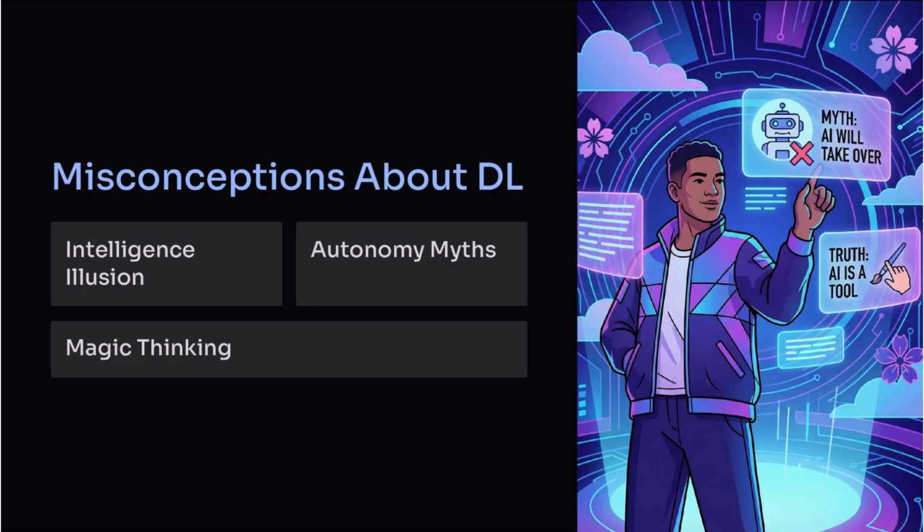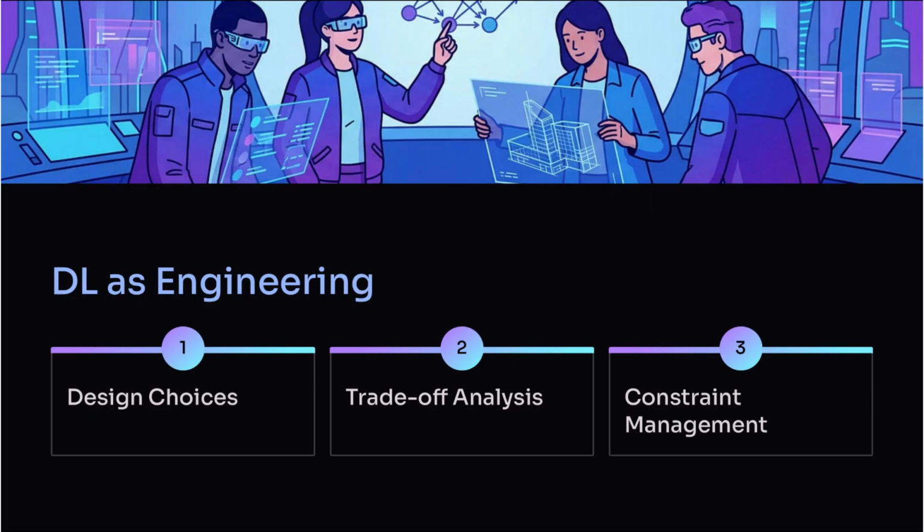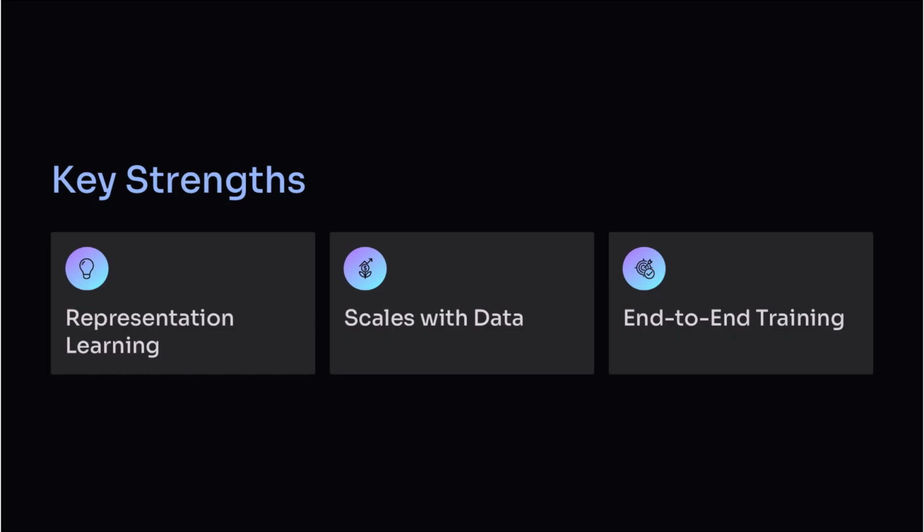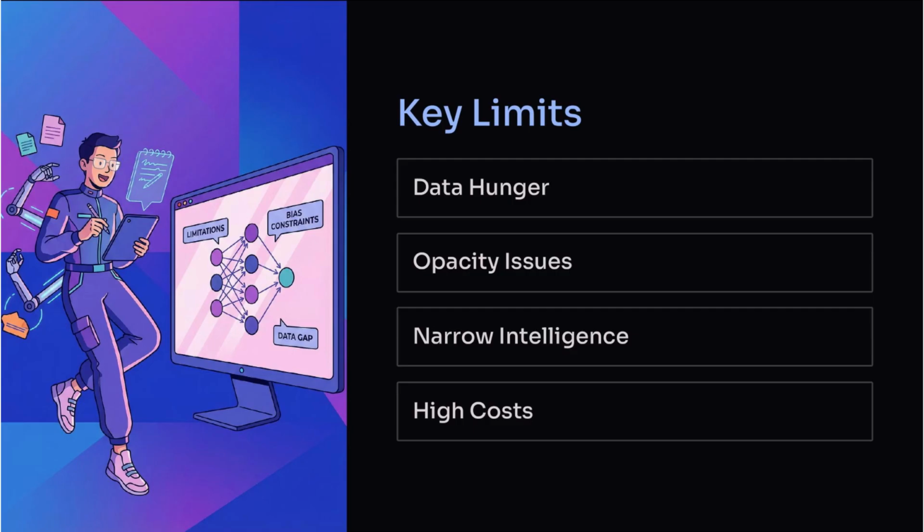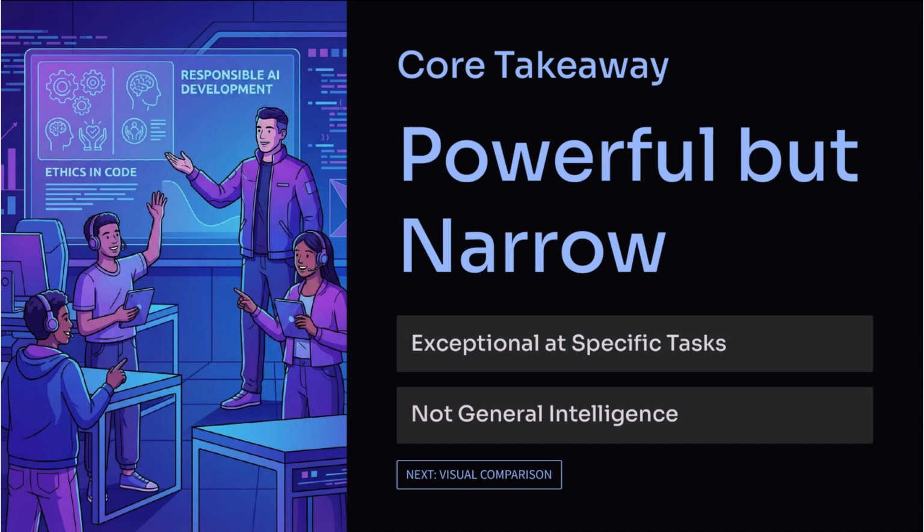Deep learning is an engineering discipline. Success depends on design choices, data, and constraints. Key strengths include automatic representation learning and scalability to complex tasks. Key limitations include data hunger, opacity, and high cost. The core takeaway is that deep learning is powerful but narrow. It solves specific problems extremely well. Next, we will visually compare artificial intelligence, machine learning, and deep learning to clarify their relationships and appropriate use cases.